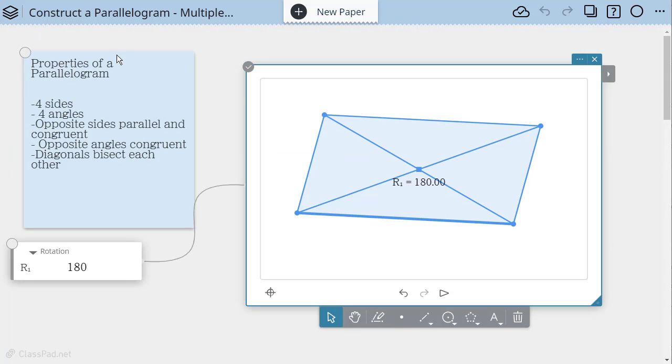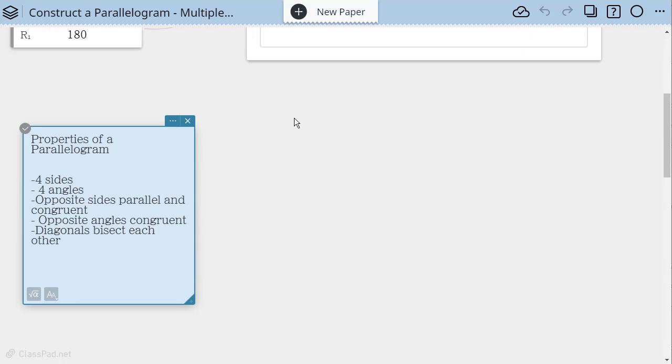Another way is we could use this, and let's move our directions down just a little bit here. Get another geometry sticky out.